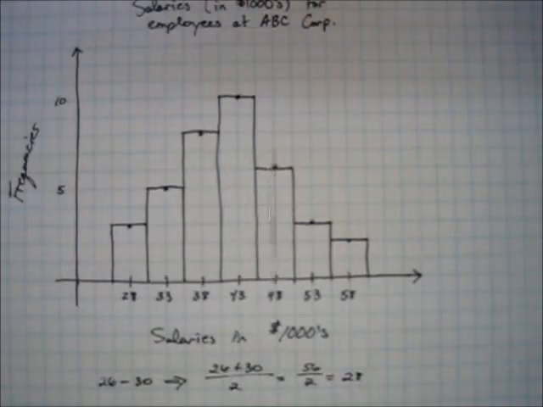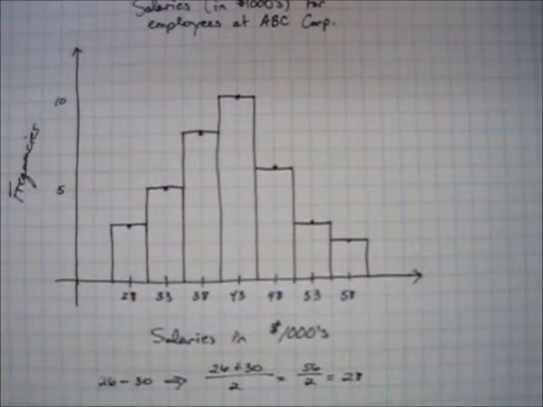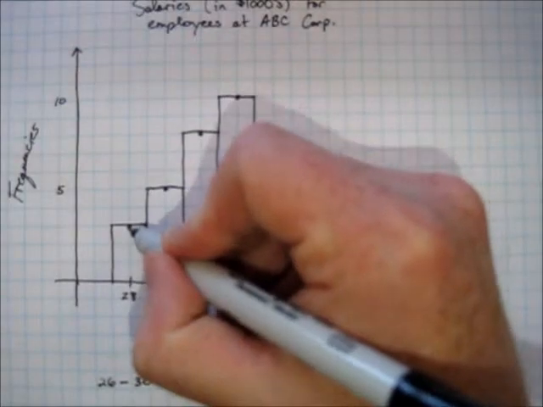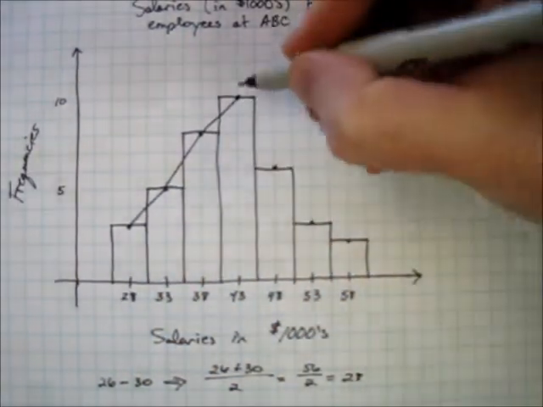The frequency polygon is incredibly easy to draw, especially if you've already drawn a histogram. So these dots that I've put up there, we're just going to connect with straight line segments. So dot to dot. It's almost like a connect the dots game.